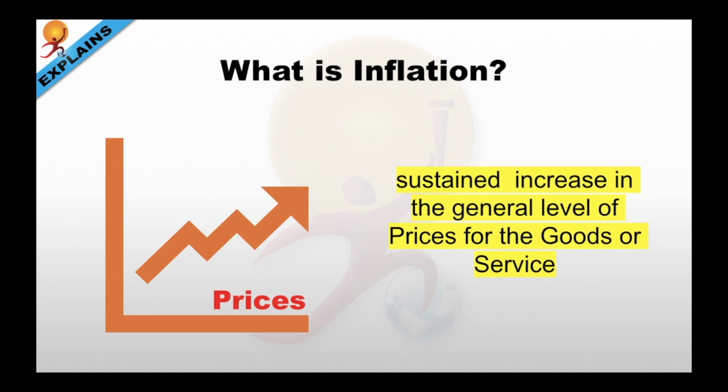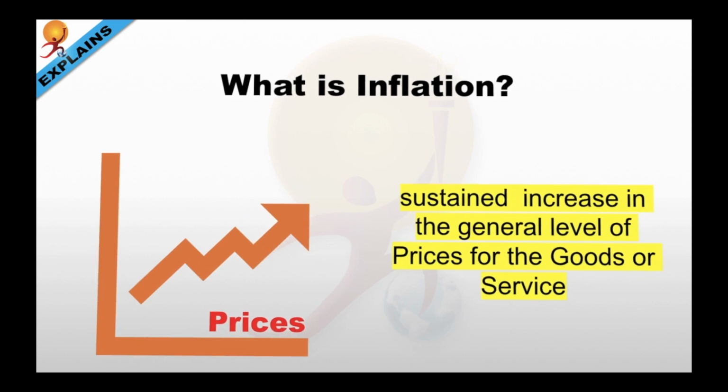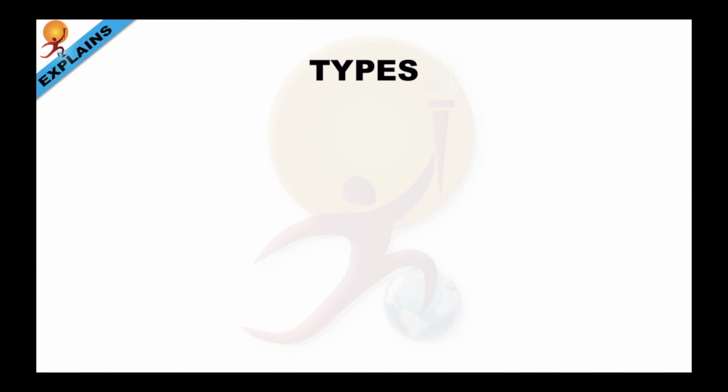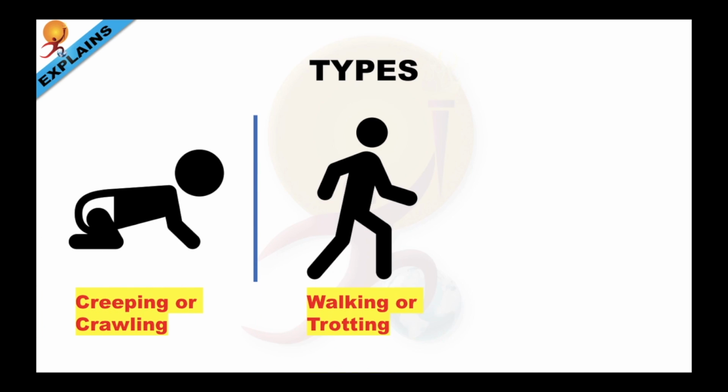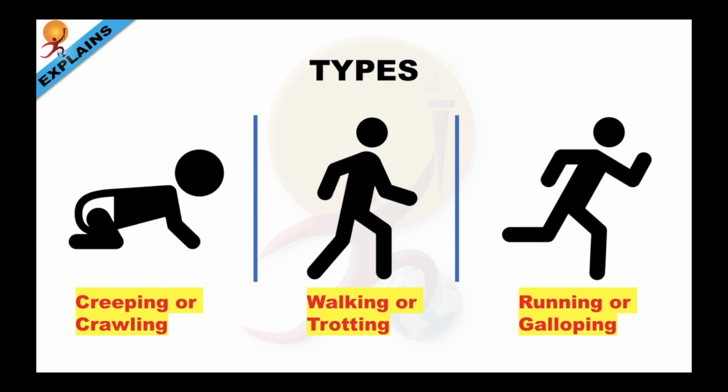Now let me first introduce you to few terms and then we will deep dive into it. Creeping or crawling, walking or trotting, running or galloping. These are the names given to different inflation rates. The word rates here means the pace at which it moves upwards or downwards, generally upwards.